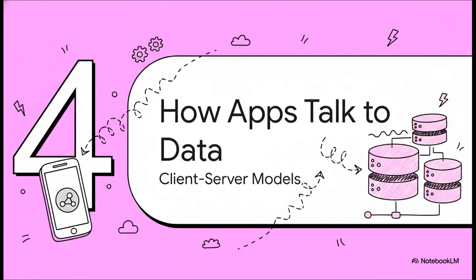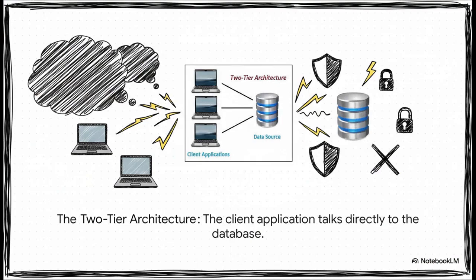Okay, so we have the database over here, and we have us, the users, over here. But how do they actually talk to each other? How does the app on your phone actually get the info it needs from deep inside that database? Well, that's all about architecture. Now, the old school way was called a two-tier architecture. Super simple. The app on your computer just talks directly to the database server. That's it. But that's not great. It puts a lot of strain on your computer, and yikes, it opens up some pretty big security holes.